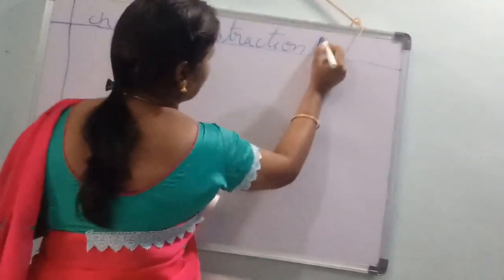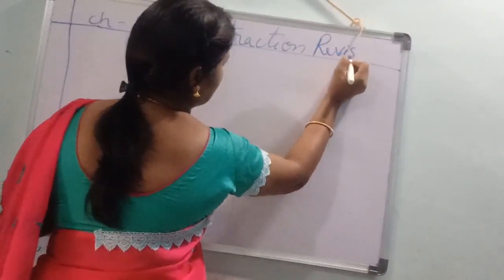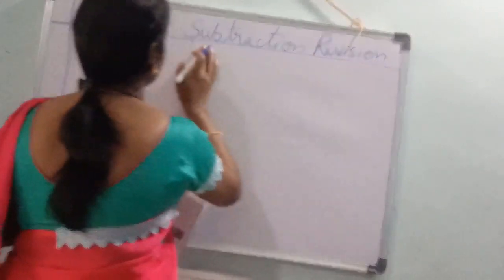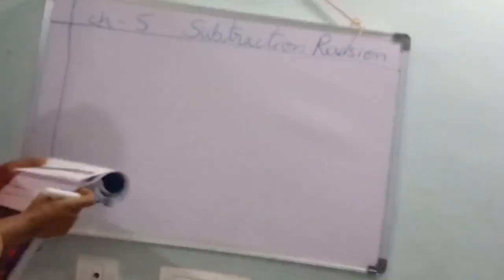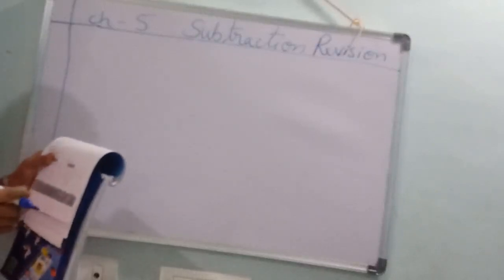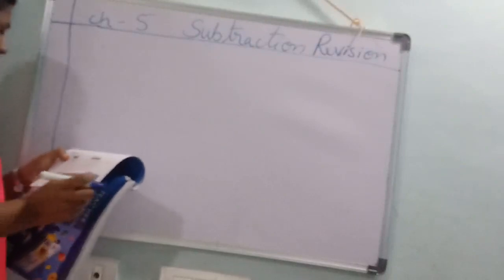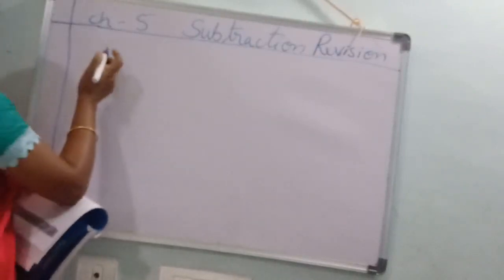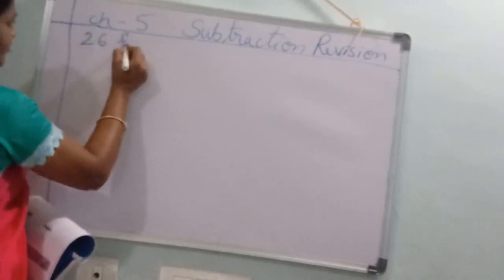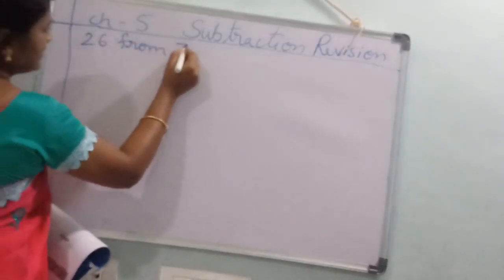Revision this is. See, subtract. What you have to do? Subtract 26 from 73.